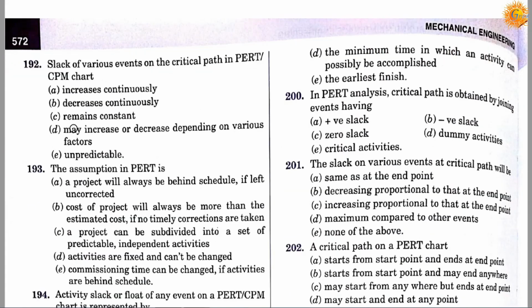Question number 192. Slack of the various events on the critical path in PERT and CPM chart: Option A, increases continuously, option B, decreases continuously, option C, remains constant, option D, may increase or decrease depending on various factors, and option E, unpredictable. So correct answer is C. It remains constant.